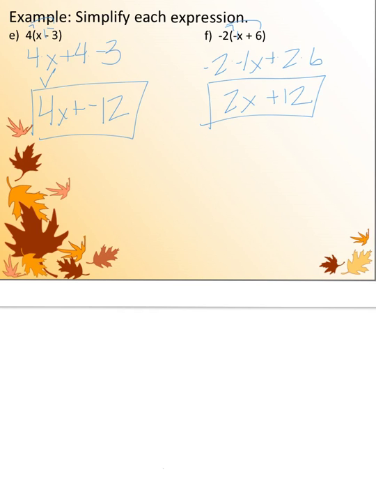All right, taking a look at example E. Distributing that 4, you should have ended up with 4x plus a -12 for this one. On example F, distributing that -2 through the parentheses, you end up with a +2x plus 12.